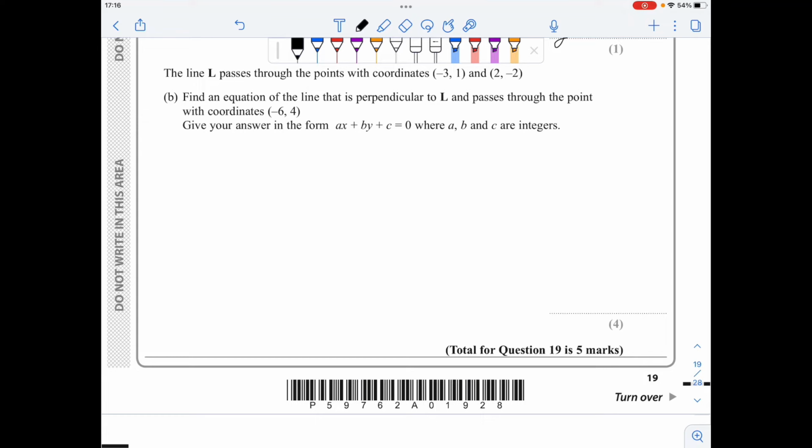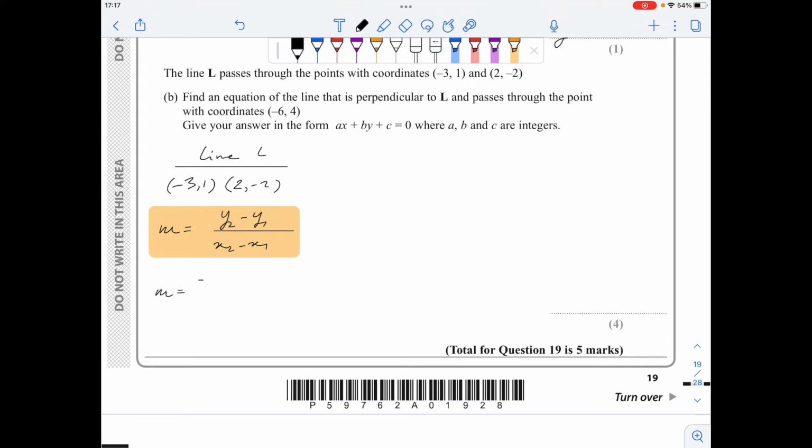Now for part B, I know that line L passes through those 2 points. I will use those 2 points and the gradient formula. So m equals (-2 minus 1) over (2 minus -3). And this will give me -3 over 5. And then I have another line which goes through -6, 4. And this line is perpendicular to the first one.